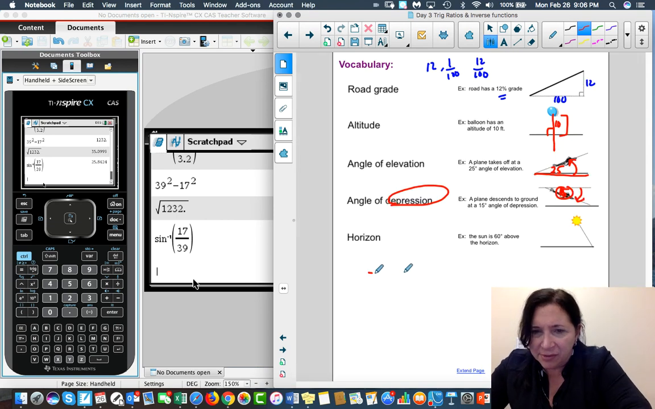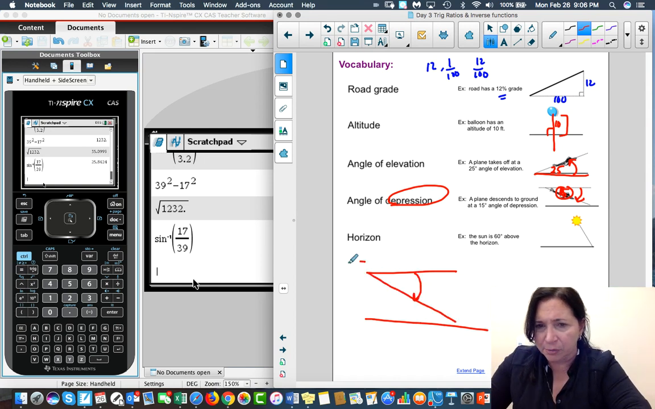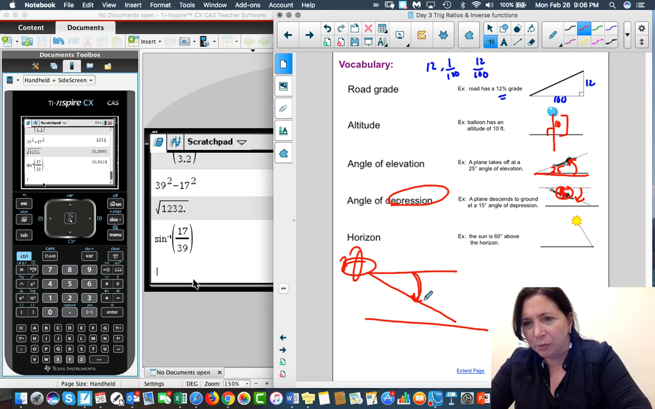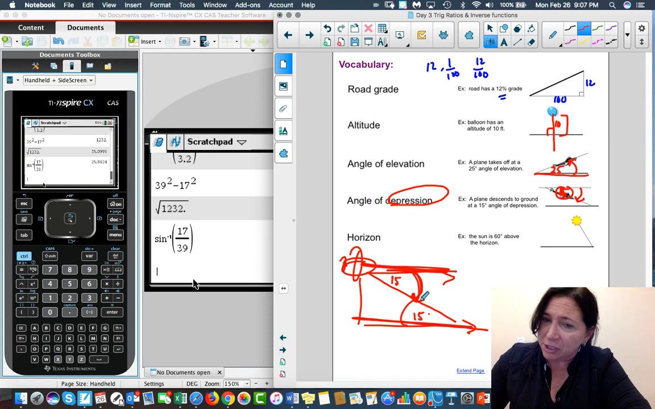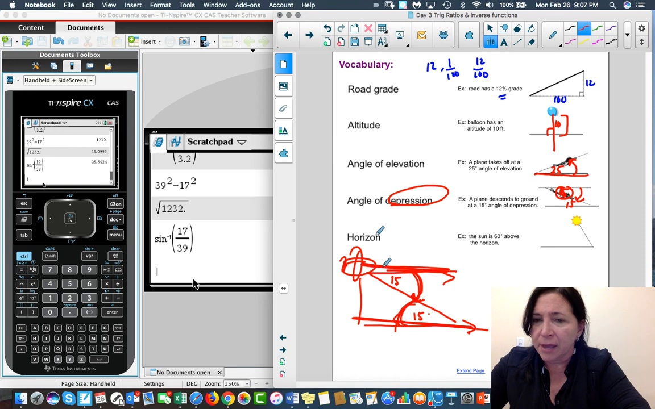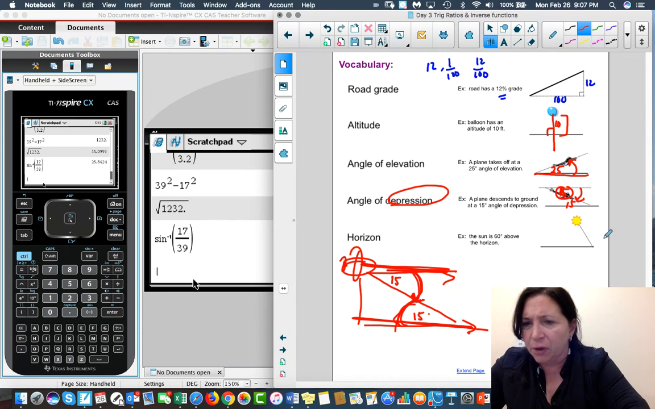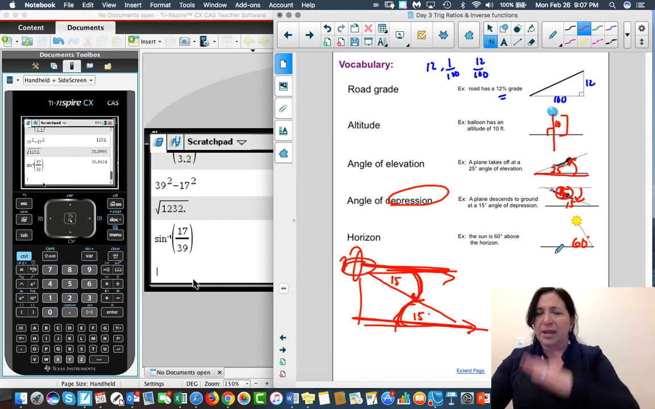One of my favorite things is to show you that if you have an angle of depression, here's your plane flying along, and it all of a sudden has an angle of depression where it's going down, let's say 15 degrees. Well, this horizontal and this horizontal are actually parallel, which means that if this is 15, so is this. That's also 15 degrees. So it makes sense that my angle of depression is the same as my angle of elevation. So keep that in mind. And the sun is 60 degrees above the horizon, so there's your 60 degrees. Again, that's looking up.